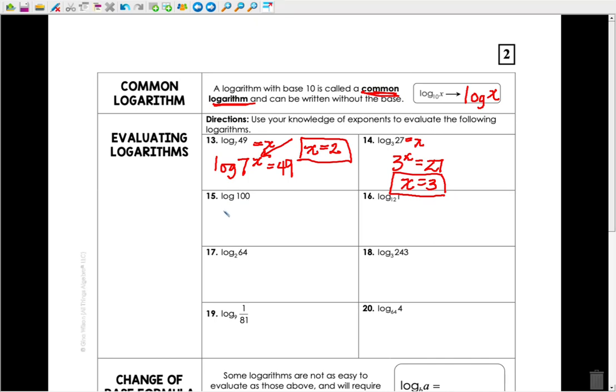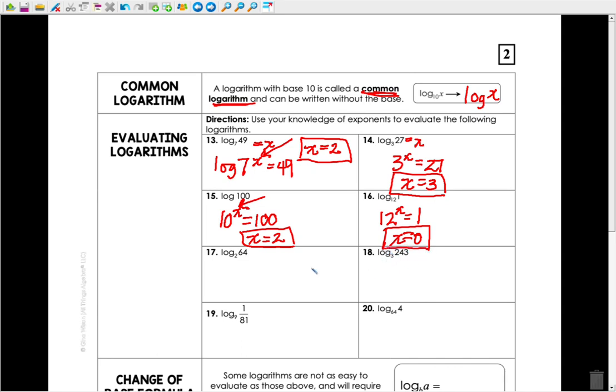All right, so this one is giving us log base 10 of x equals 100. Now, that means 10 to what power will give me 100? Well, we know that would have to be 10 to the second power. And the next one, log base 12 of x equals 1. Anything to the power of 0 is 1, so we know x has to be equal to 0.